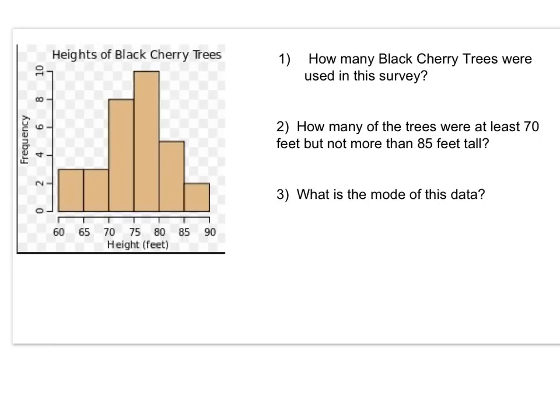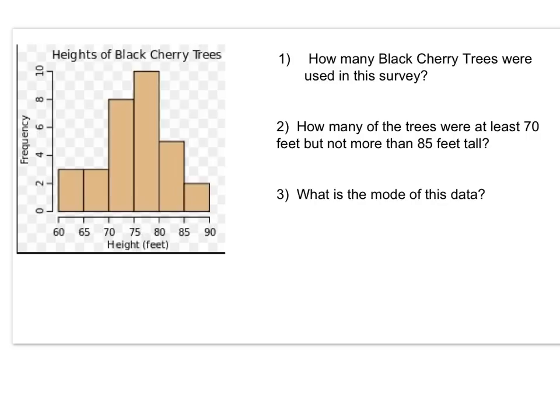Now that you know how to make a histogram, let's see if you can analyze or read one. So here we have the heights of black cherry trees. We have the frequency as our Y, and we have the height of the tree as our X. And notice we have 6 different ranges. The low end is 60 and the high end is 90.